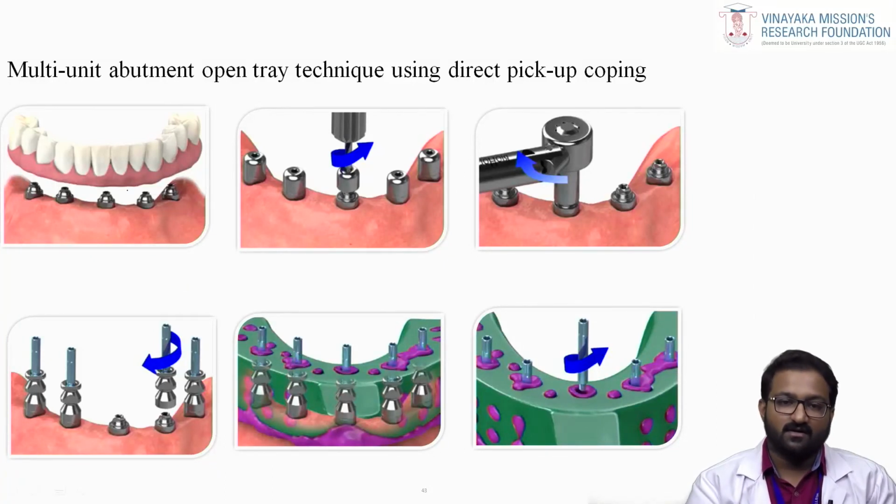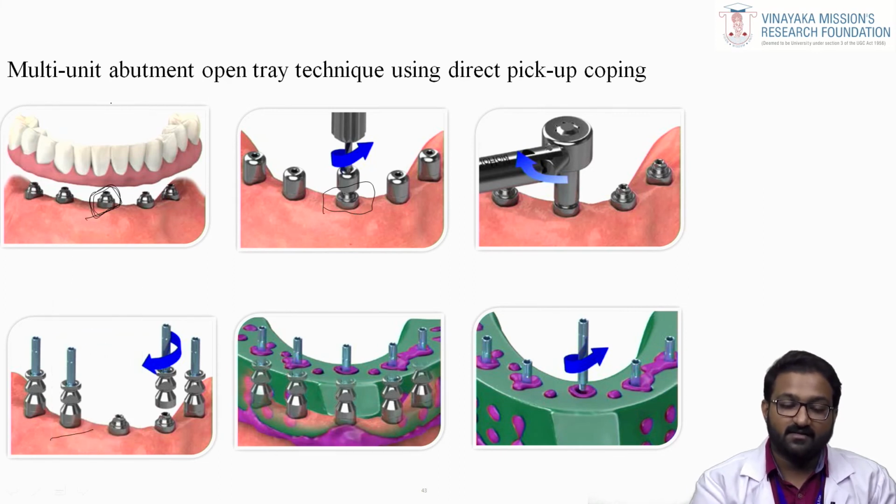So, this is how the multi-unit abutment looks like, okay. This is the multi-unit abutment. So, after the surgical phase, the patient will present with the healing abutment. You have to remove the healing abutment and place the multi-unit abutment, okay. And then on top of the multi-unit abutment, you will be placing an open tray transfer coping, okay.